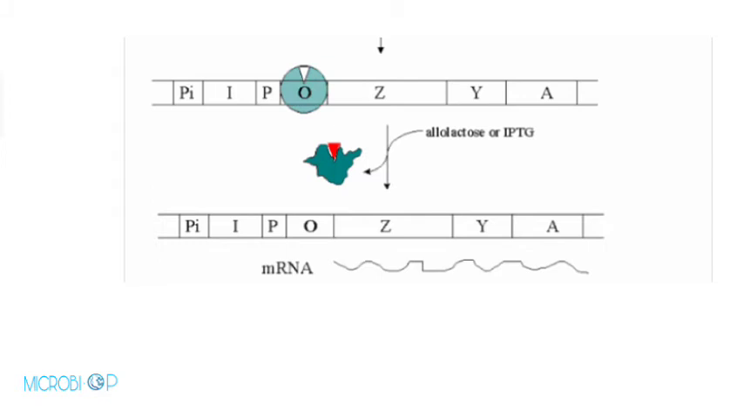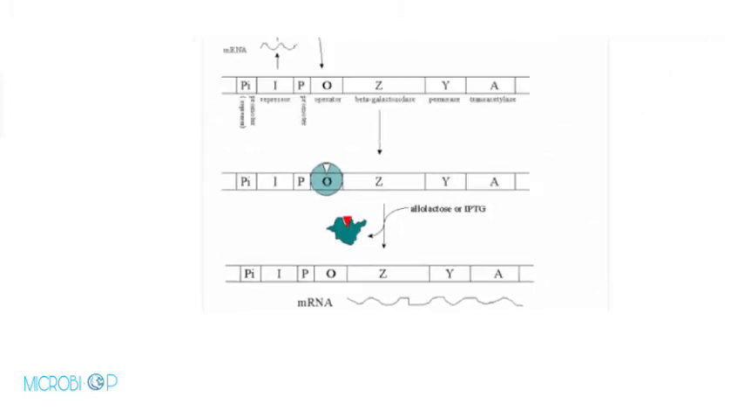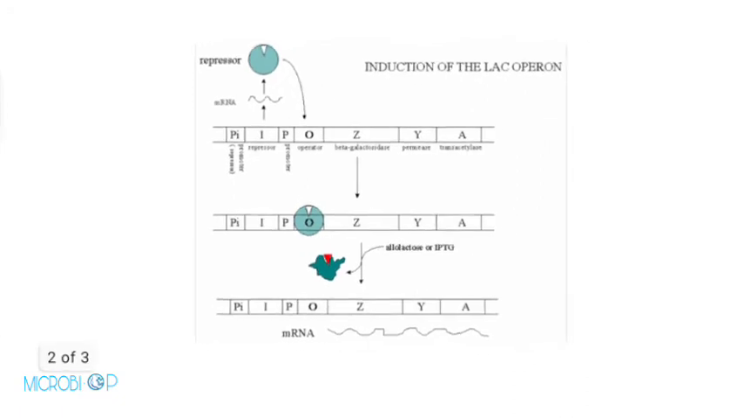So what do we use? We use X-gal. What is X-gal? X-gal is a chromogenic substrate. It is 5-bromo, 4-chloro, 3-indolyl beta D galactoside.